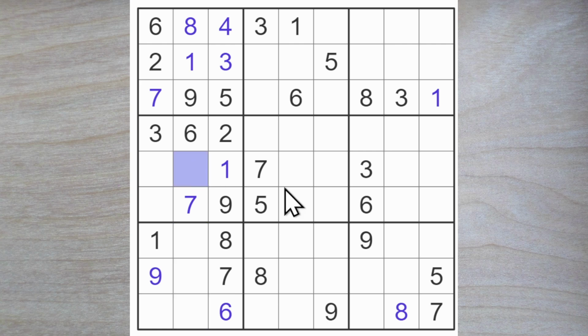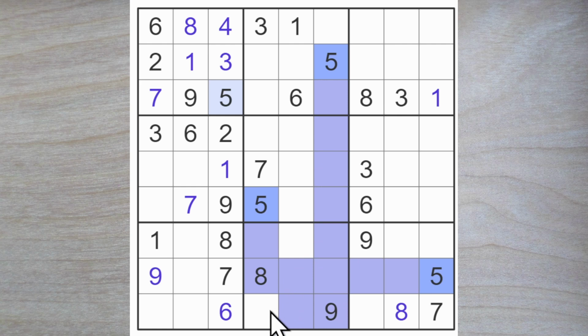So this is a 4 or a 5. Well, 5 can go here and here. And in a whole lot of places here. What about in this place here? 5 down, 5 down, 5 over. So 5 must go here or here. No, that's not it. Not yet anyway.